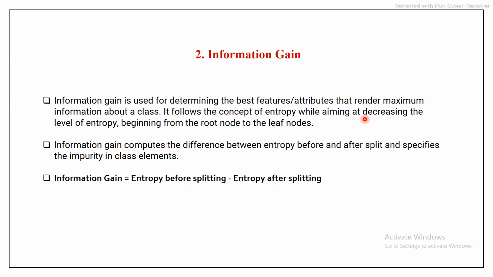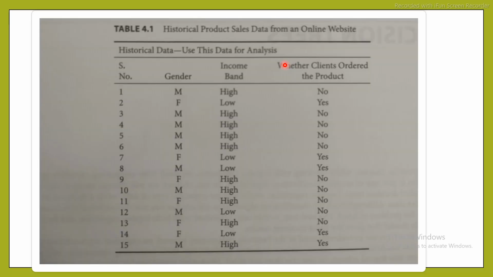Now, information gain. Information gain is used to determine the best features or attributes that render maximum information about a class. It follows the concept of entropy, aiming at decreasing the level of entropy beginning at the node. So just see how information gain works. Let's see the crux first.